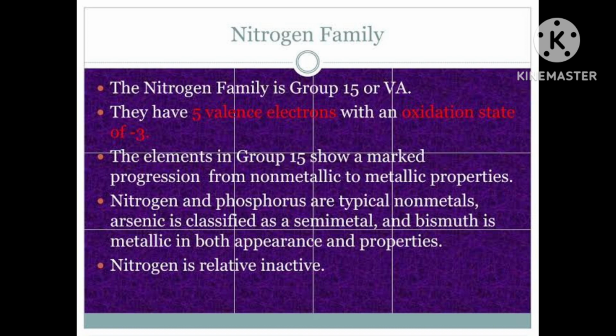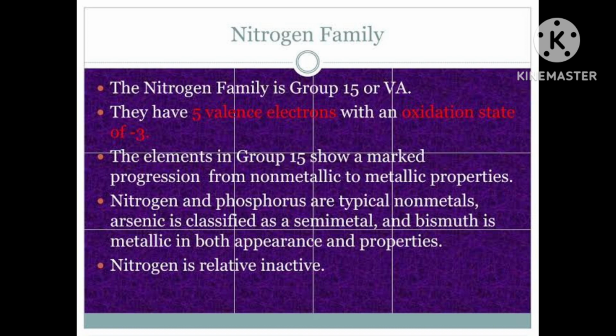Nitrogen differs from the rest of the members of this group due to, first, small size, second, high electronegativity, third, high ionization enthalpy, and fourth, non-availability of d orbitals. Whenever you are answering any question related to nitrogen, you should consider these four points. First, small size. Second, high electronegativity. Third, high ionization enthalpy. And fourth, non-availability of d orbitals. These four points must be considered before answering any question related to nitrogen.